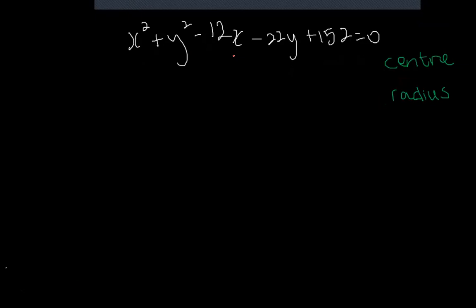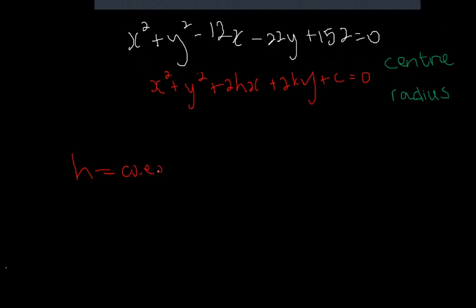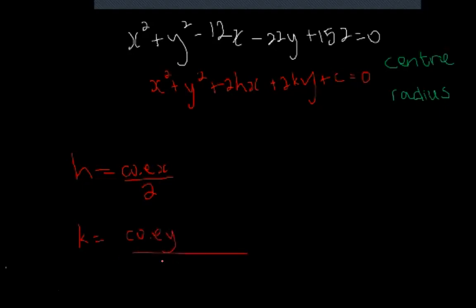So the first thing you need to do is recognize that this is in the general form. The general form is x squared plus y squared plus 2hx plus 2ky plus c is equal to 0. That's the first thing you want to recognize, right? And we said to find the center, this is one of the ways, h is equal to the coefficient of x divided by 2, and then k is equal to the coefficient of y divided by 2.